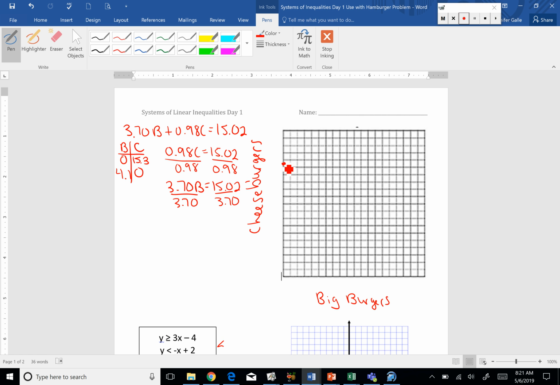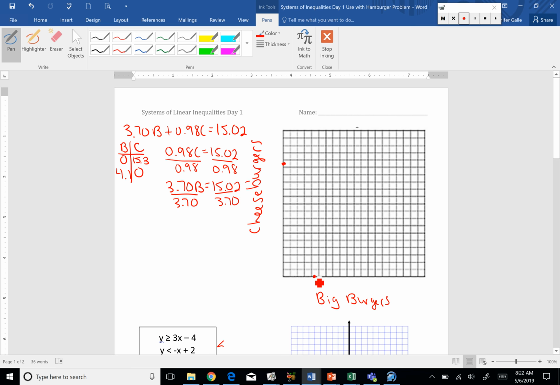And then our big burgers are on the x-axis, and they were roughly 4.1. 1, 2, 3, 4.1-ish right there. Oh, go a little bit closer. There we go, if we can.